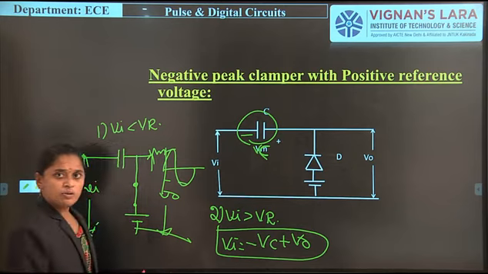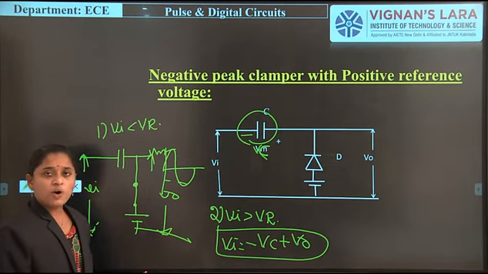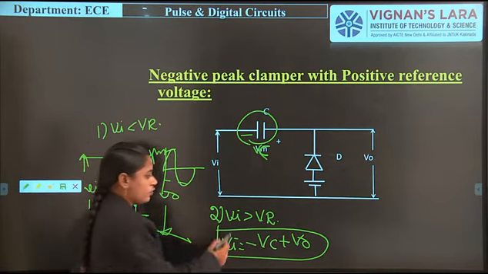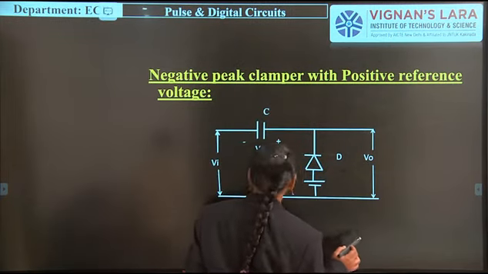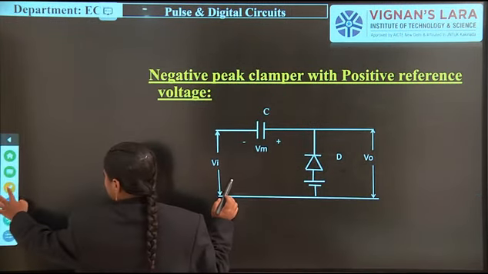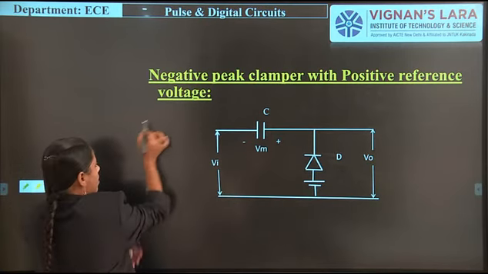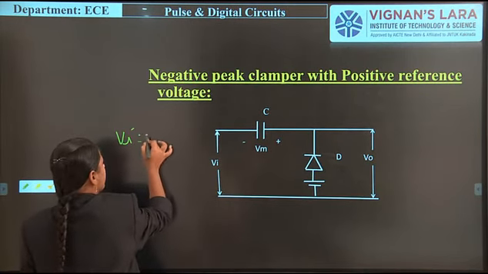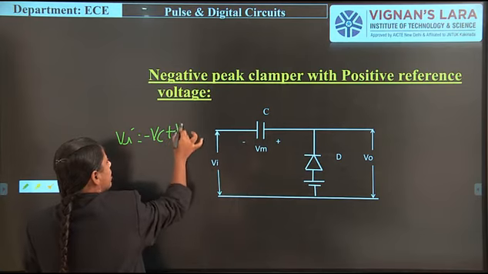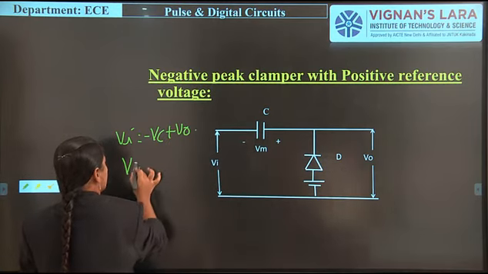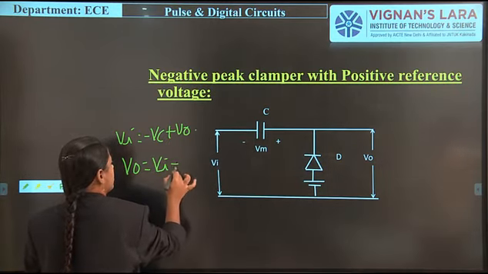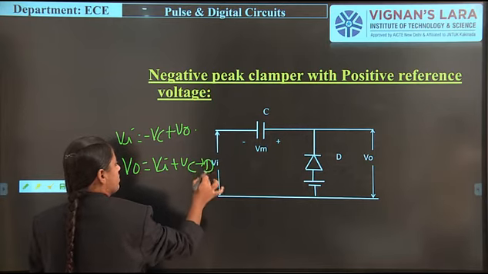From this we have to find the value of V naught. What does V naught become? VI is equal to minus VC plus V naught. From this we observe that V naught is equal to VI plus VC. So this is taken as equation number 1.